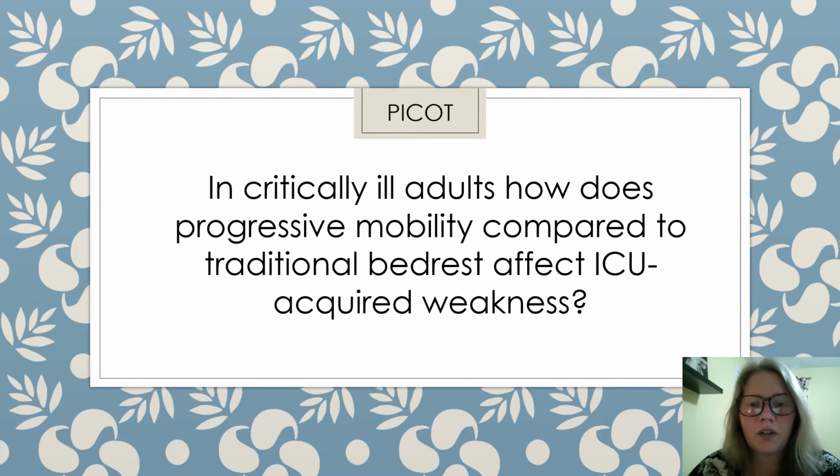Following the identification of this practice problem, I devised a population, intervention, comparison, outcome, and time question. In critically ill adults, how does progressive mobility compared to traditional bed rest affect ICU acquired weakness? Our population is critically ill adults aged 18 years and older, male or female. The intervention is progressive or early mobility. The comparison is traditional bed rest.